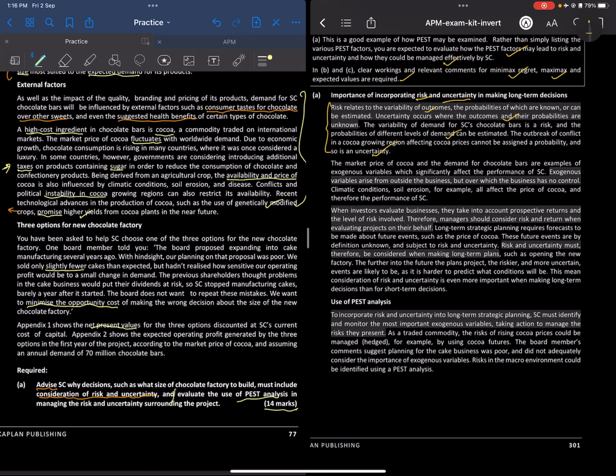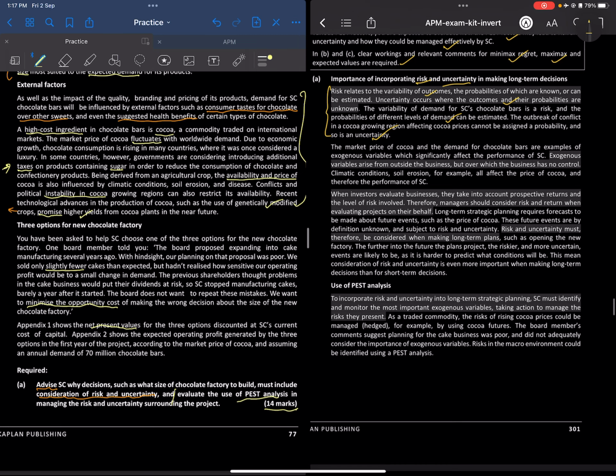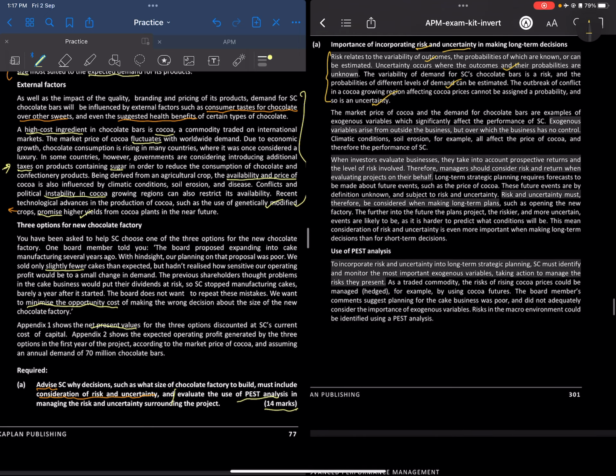And in this situation, the level of demand is the outcome, and it is a risk, and the probabilities of different levels of demand can be estimated. So you see, understand the probabilities. Given the probability can be estimated and we know there will be variations in the outcome, it's a risk. And when there are the cocoa prices, all these factors affecting it, it's an uncertainty.